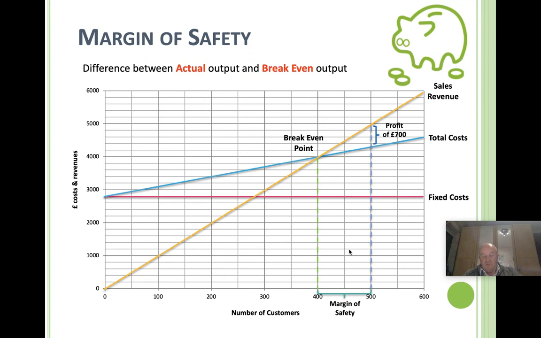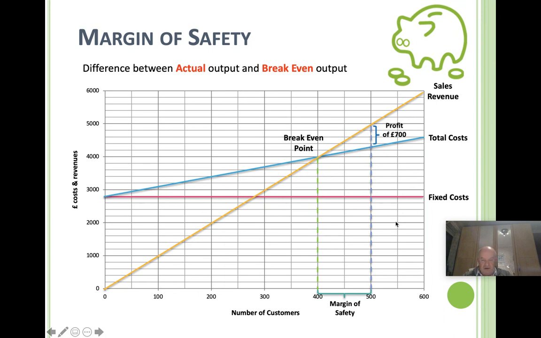Now also you can see that in this scenario, at 500 units, sales revenue has exceeded total cost. And wherever we've got to the break-even point and then we're selling more over and above that, we are achieving a profit. Now in this instance, we can see that this is a profit of £700.